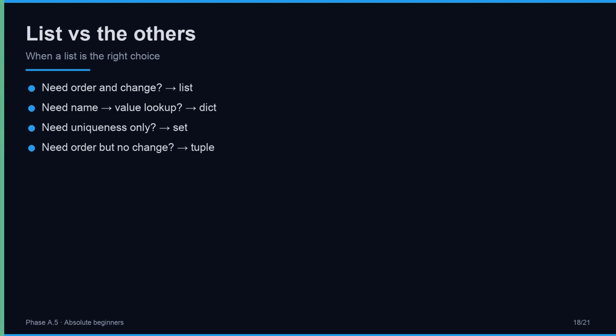Quick comparison to the other collection types. Need order and the ability to change? List. Need to look things up by name? Dictionary. Need uniqueness, no duplicates? Set. Need order but the data should never change? Tuple. The list is the everyday choice when order matters and you want flexibility. The other types are for special situations. You will build intuition over time. For now, just remember: list first, others when needed.